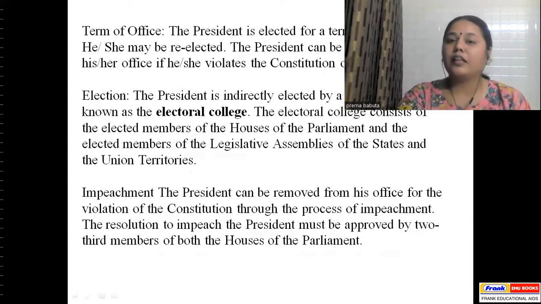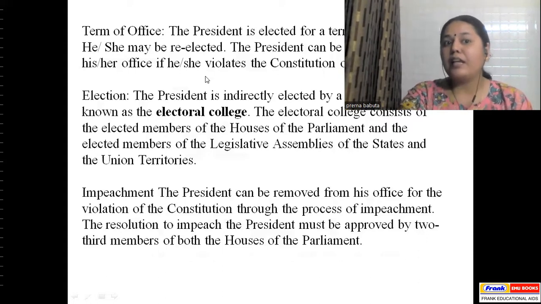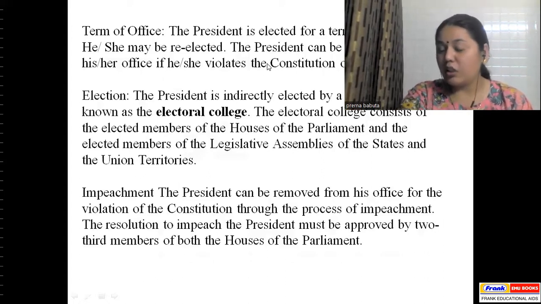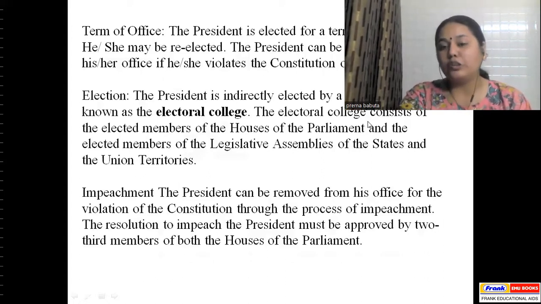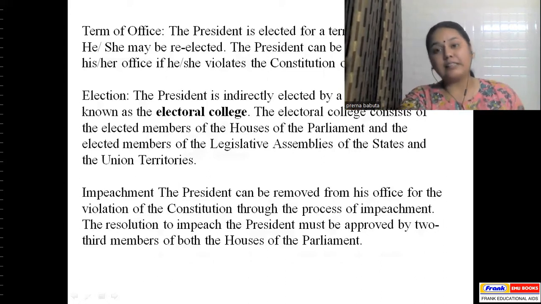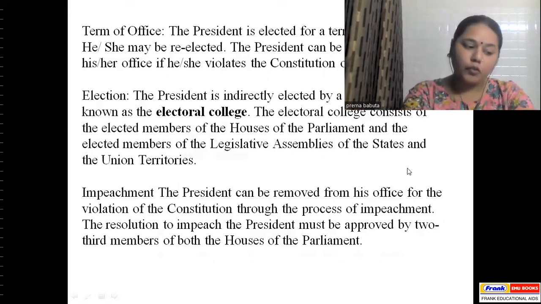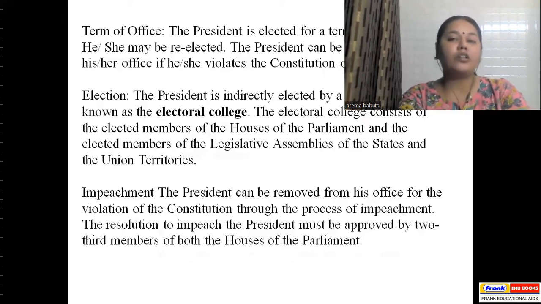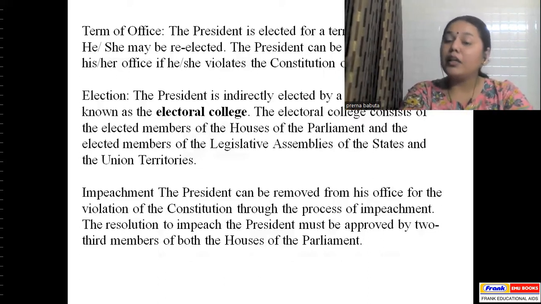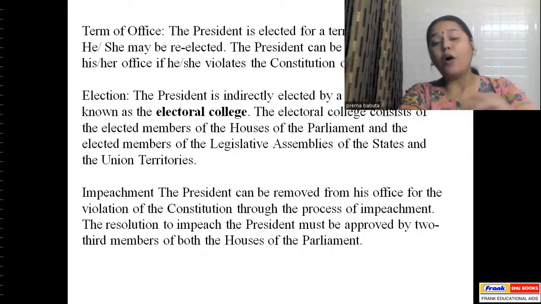All right. Now, what are the terms of office? So he is elected for a term of 5 years and he may be re-elected. He can be removed from his office if he or she violates the Constitution of India. So if the president does something which is unconstitutional, which the Constitution of India does not allow, he or she can be removed.